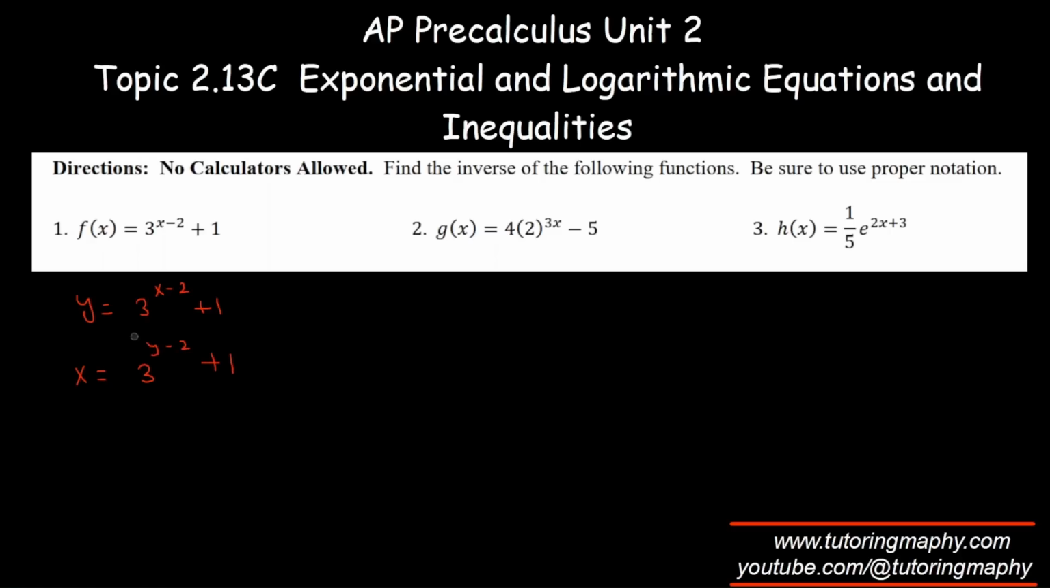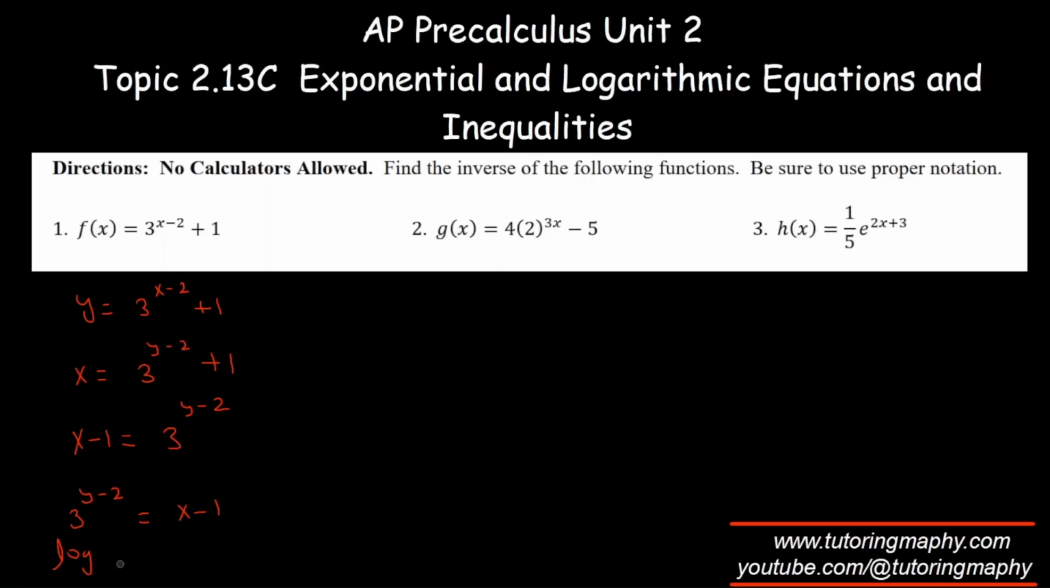And the next thing that we have to aim for is to isolate this y. So let's subtract 1 from both sides. So x minus 1 is equal to 3 raised to y minus 2. Let's flip the equation. So 3 raised to y minus 2 is equal to x minus 1. I obviously want to bring this y down, right? That's the only way to isolate it. So I'll take log with base 3 on both sides.